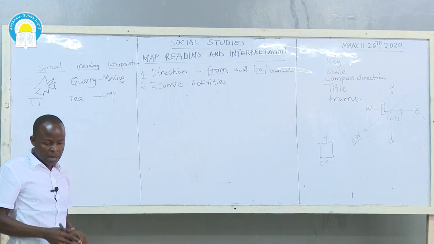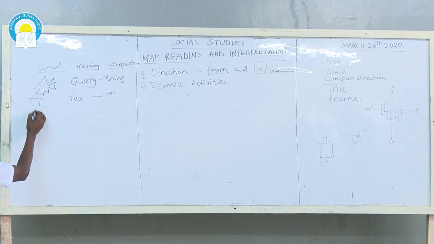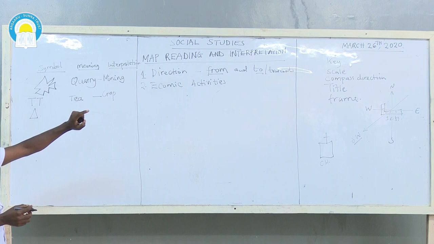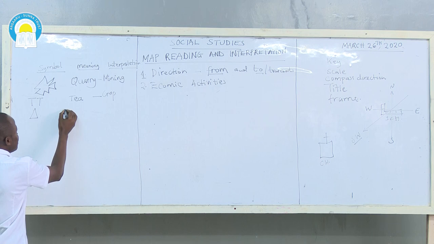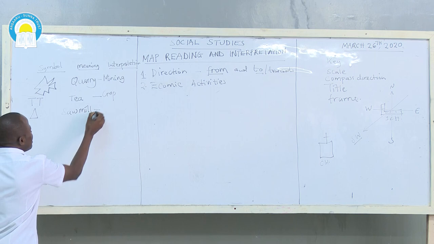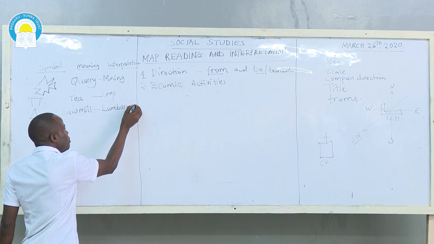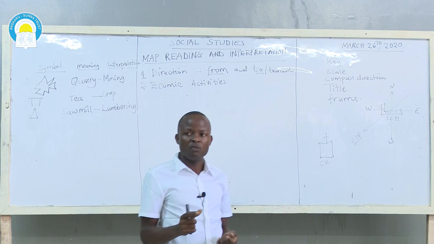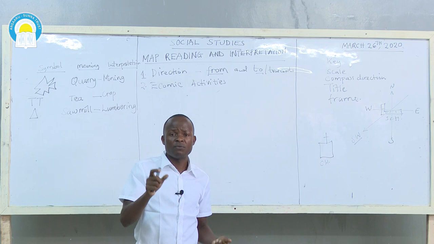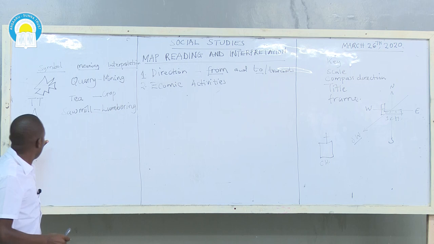Apart from tea, we may also have this symbol, a triangle. When you go to the key, they will explain that this symbol shows a sawmill. And when we see a sawmill, the economic activity going on there is lumbering. Lumbering means cutting down of trees for timber, logging for timber, that we use for making furniture, chairs, tables, wood.